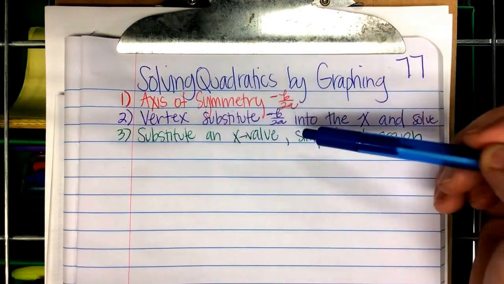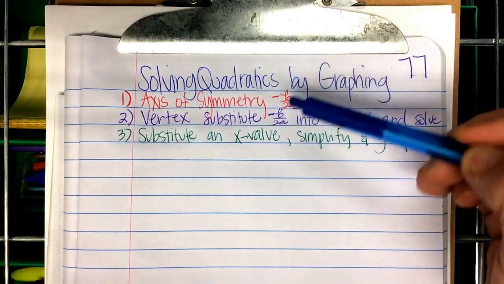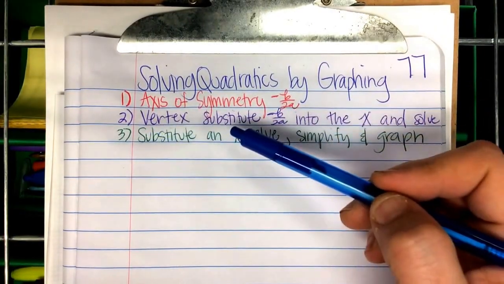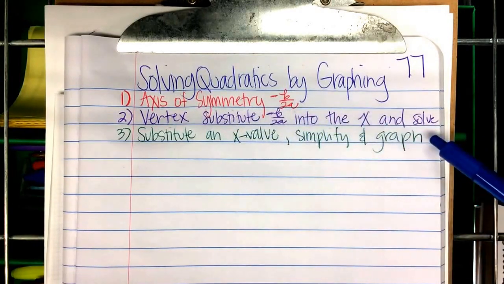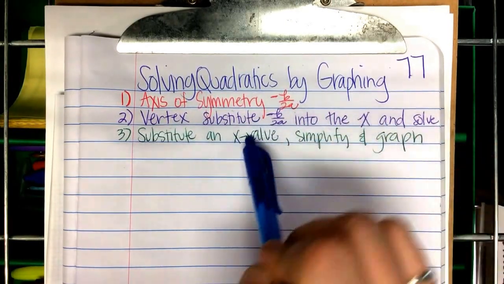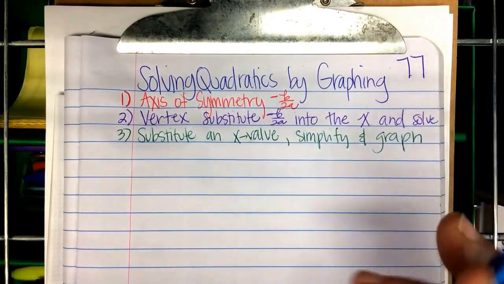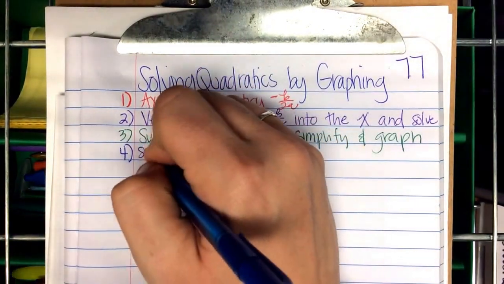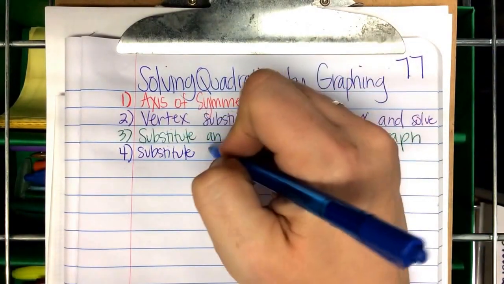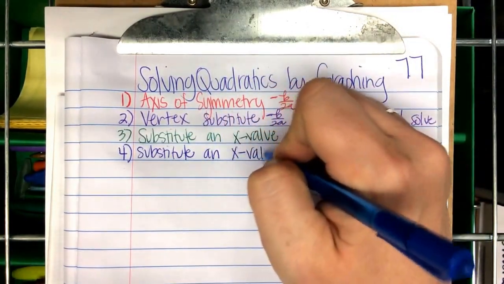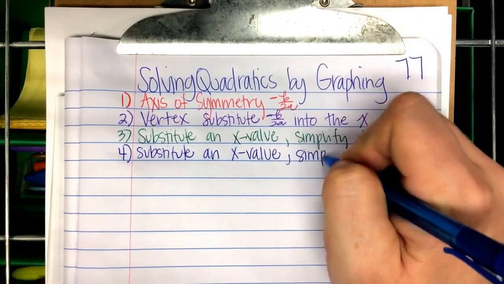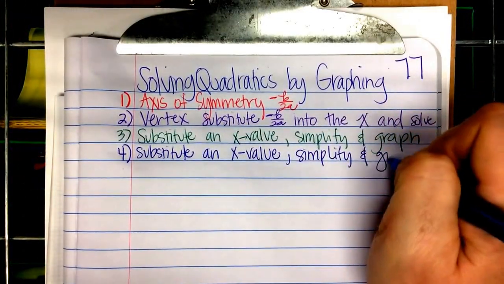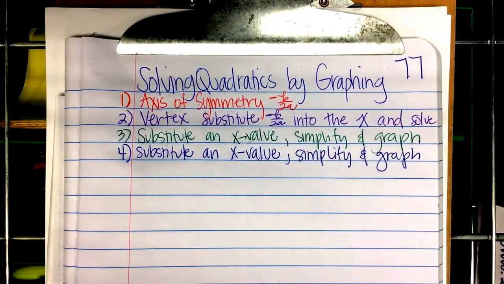But so far, these are all the same rules. Find the axis of symmetry, negative b over 2a. Find the vertex. Substitute negative b over 2a into the x and solve. Then we substitute any number we want, simplify and graph it. What's step number 4? It's the same as step 3. Should you pick the same number? No, you should pick a different number. If you pick 1, you should pick 2 the next time.